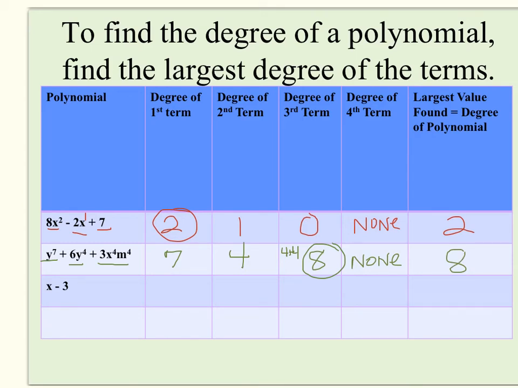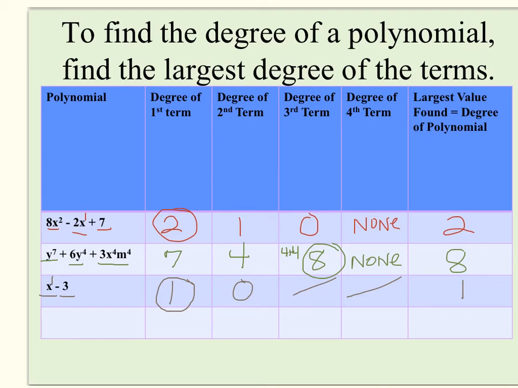Let's take a look at the last one. The degree of this x, even though there's no exponent shown, is 1. The degree of the 3, there's no variable, so there's no exponent at all, is 0. There's nothing in a third term or a fourth term. So the largest degree found in this polynomial is 1. And that's how you find the degree of a polynomial.